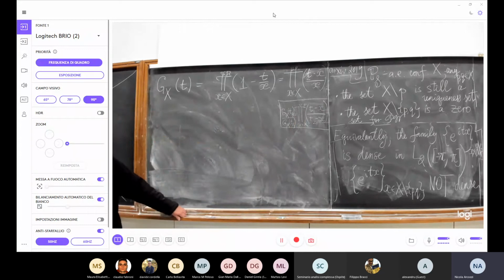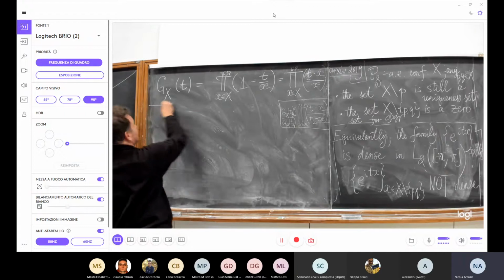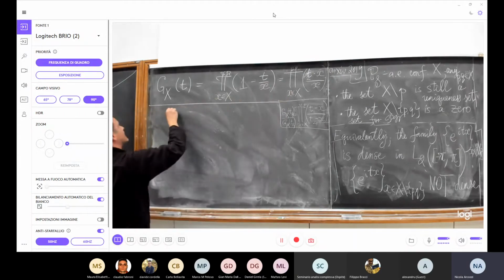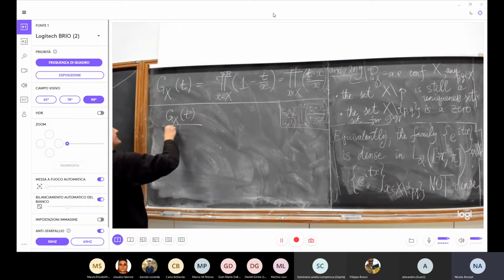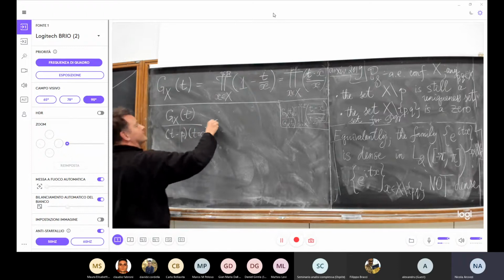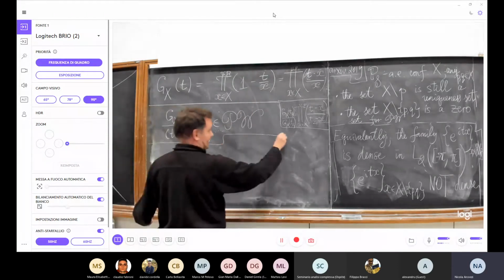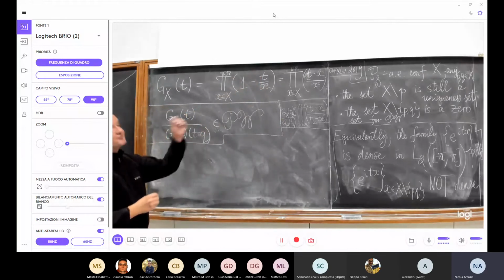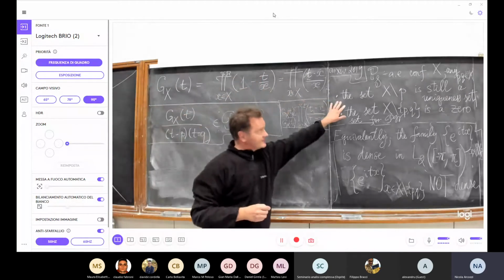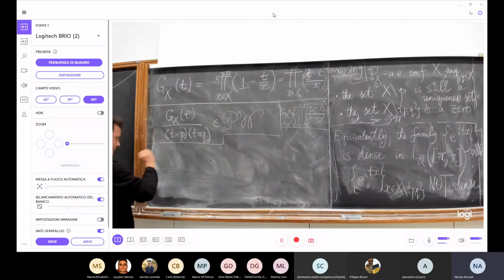Okay, so now this function is not in Paley-Wiener space. Nonetheless, if I remove two particles, so I consider the function G_X of t over (t minus p) times (t minus q), then this function is in Paley-Wiener space. This is my result. The first part requires effort to prove; it's not immediately clear.